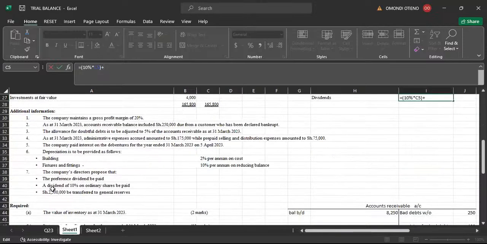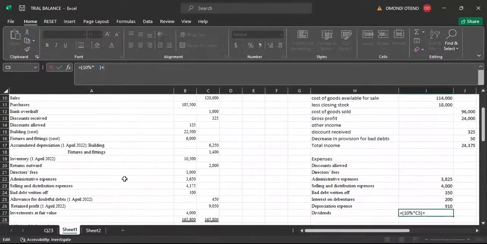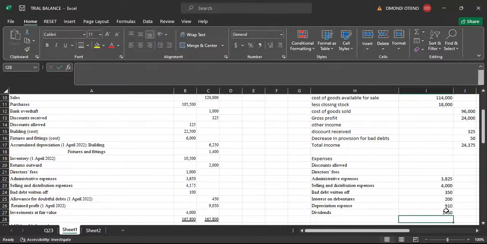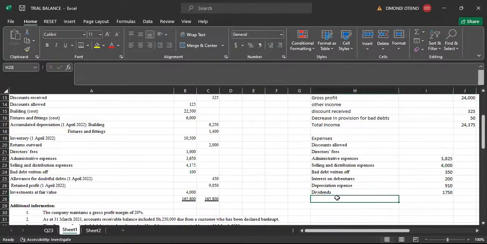What have we been told about this one here? A dividend of 10% on ordinary shares be paid. So this one also they have decided to put 10%. So 10% plus 10% of the ordinary share capital. That is the dividends that they have proposed to be paid. It has not been paid, they have just proposed. So what is it telling us? We are going to have dividends payable in the statement of financial position under current liabilities.